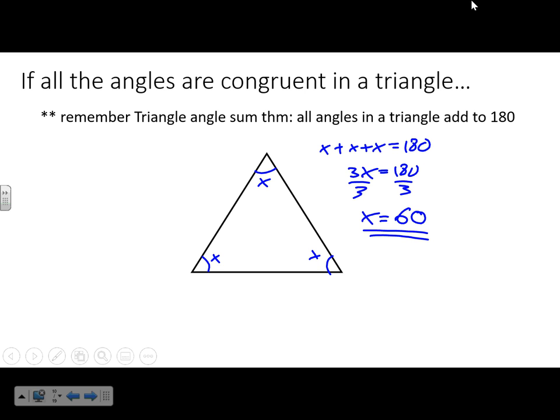It's impossible. Now the sides can be different. You can have a really small one, you can have a really big one, but no matter how big or small, the angles have to be 60. So in an equilateral triangle, all the angles are 60 degrees.